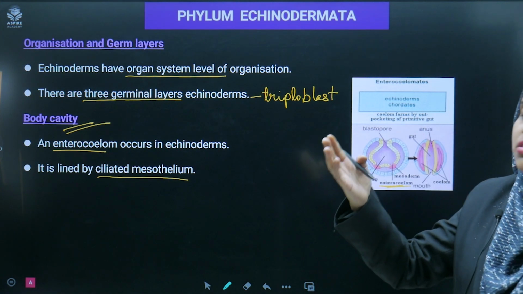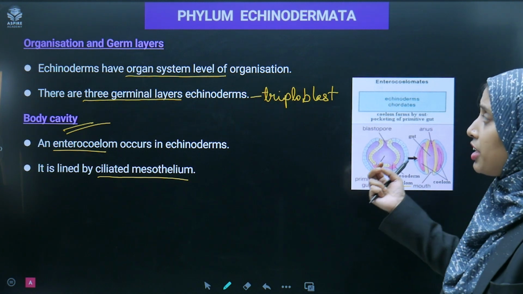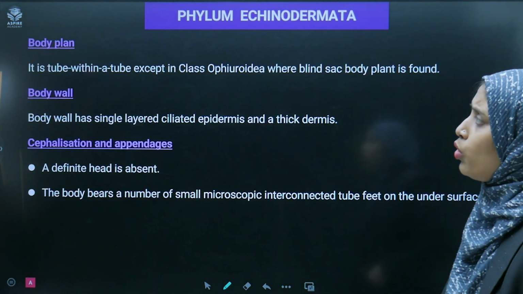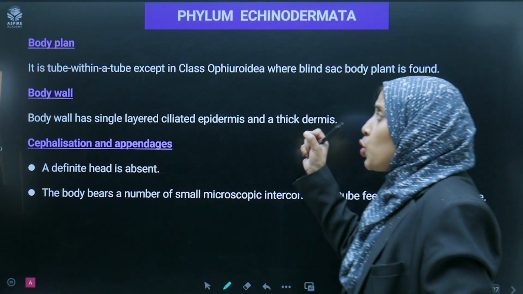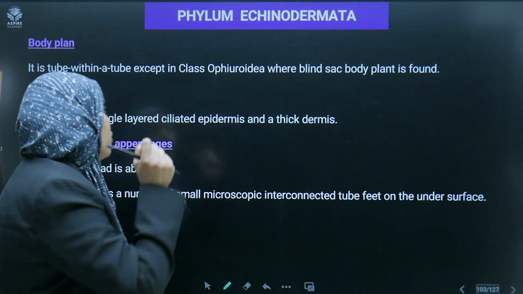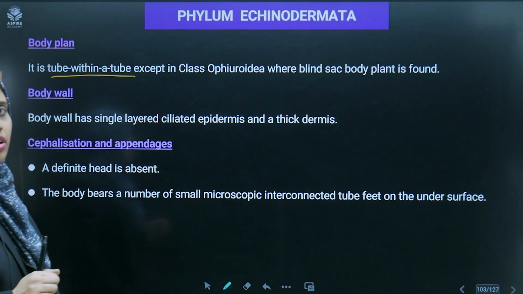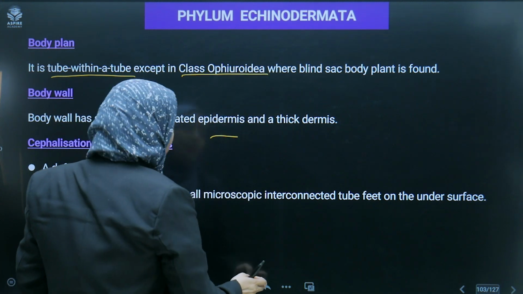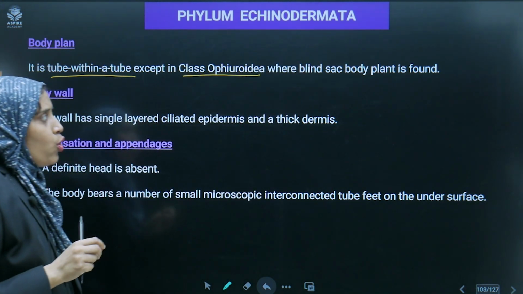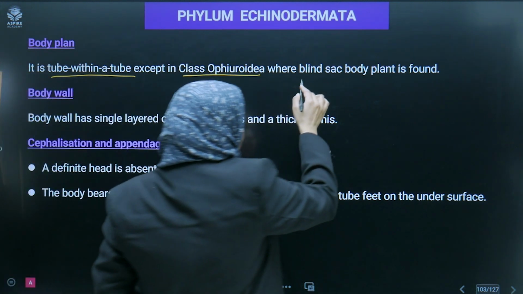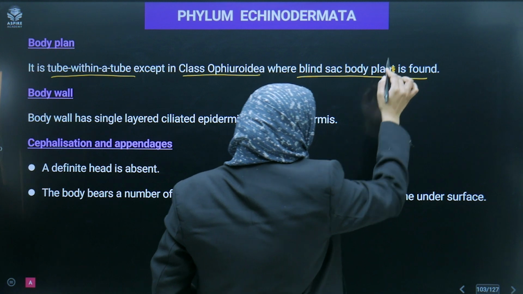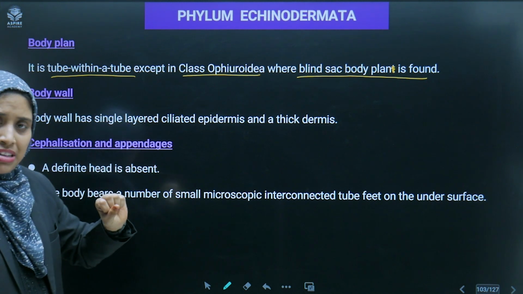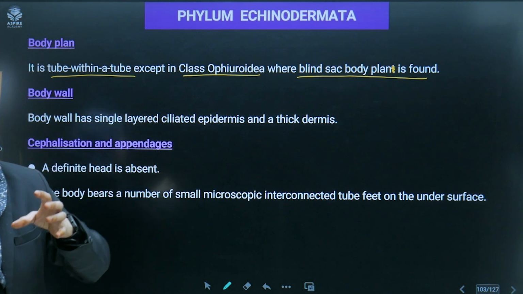Echinoderms, among the animal kingdom we are studying, are invertebrates. Now, the body plan. Again, echinoderms have a tube within a tube, except in the class Ophiuroidea, where a blind sac body plan is present. In Ophiuroidea, blind sacs are present, so they do not have the tube-within-a-tube structure.